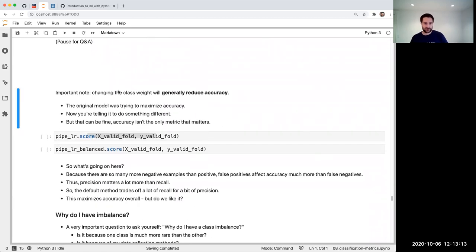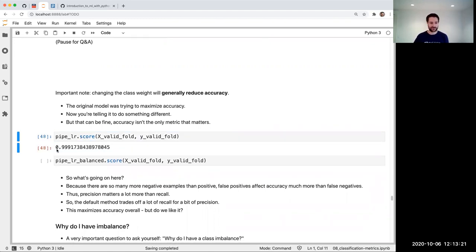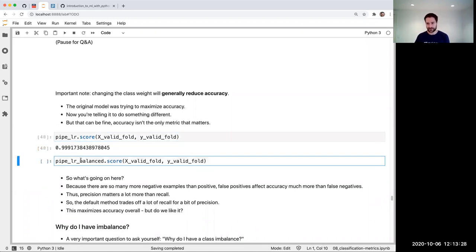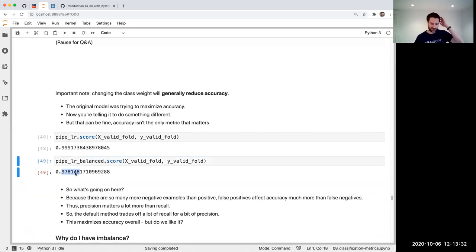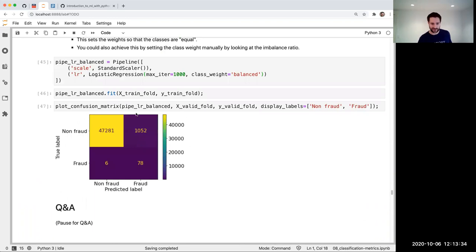Another thing to point out is that changing the class weight will generally reduce accuracy. The original logistic regression was trying to get good accuracy. So here's the original logistic regression. Remember, dot score just computes the original accuracy. That was 99.9 that we had like an hour ago. And if we take class weight equals balanced, the accuracy went down, because we have all these mistakes here. The accuracy just cares about the number of mistakes, which is this corner and this corner. Now we have 1,000-something mistakes, and before we had a lot less than that.